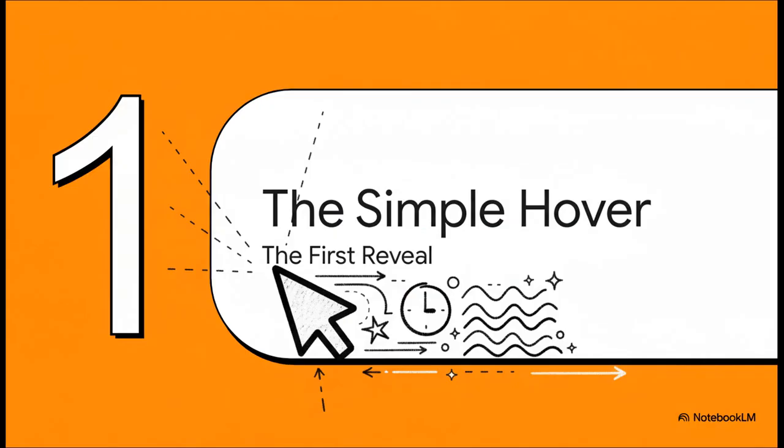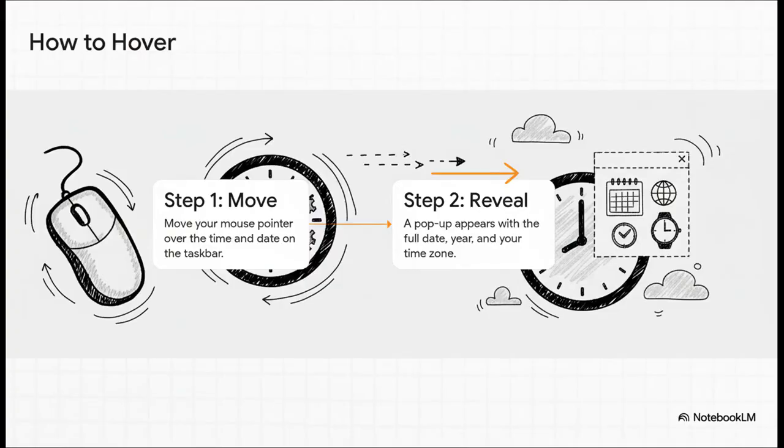Okay, so let's dive right in. How do we start finding these secrets? Well, it's way simpler than you might think. Our first reveal comes from something you already do all the time without even thinking about it: a simple hover. Go on, try it if you're at your computer. Just slide your mouse pointer over the time and date, and just let it sit there for a second.